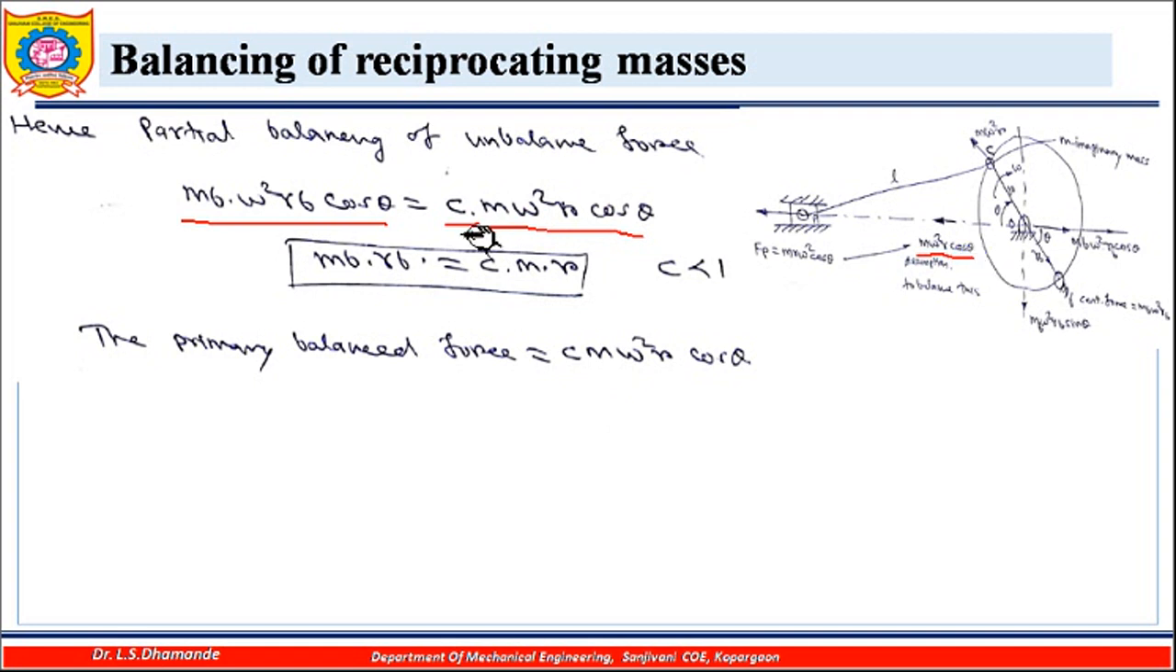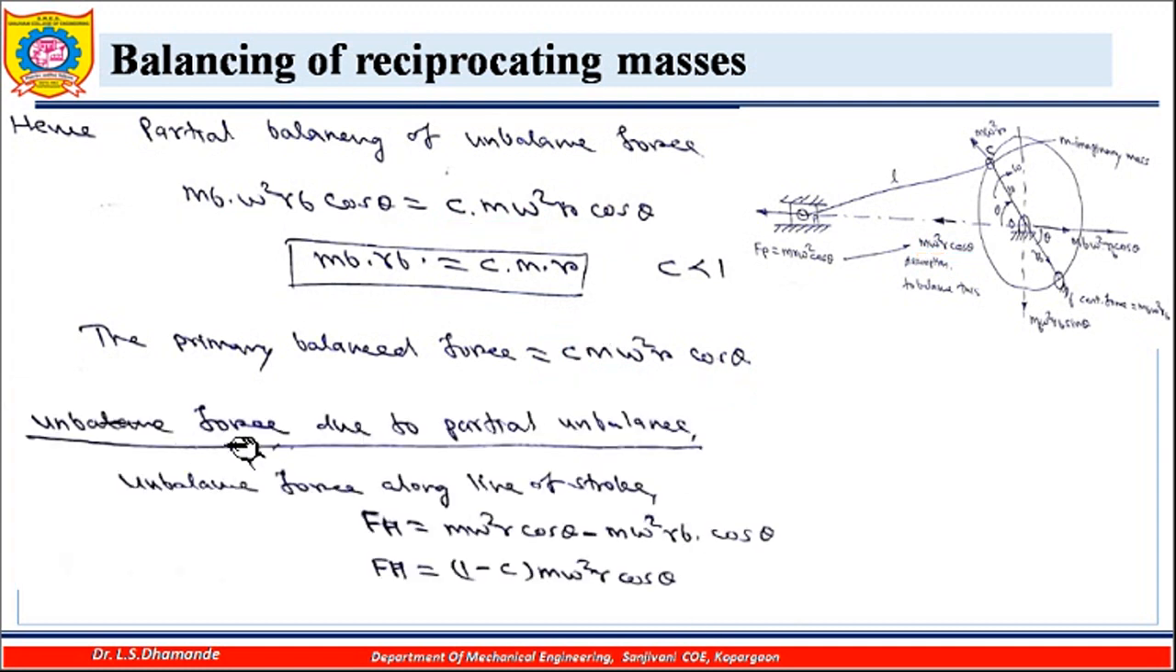Okay, so the primary balancing force, how much of the force will you balance out of it? Since you are putting c into m omega square r cos theta, only this much force will be balanced, not 100% force. Actual total force is m omega square r cos theta. It means if I am using c as 0.5, so only 0.5 or 50% of the force I am balancing along the line of stroke. And the unbalanced force due to partial balance, how much will be the remaining force in the vertical direction? So it will be actually the m omega square r cos theta.